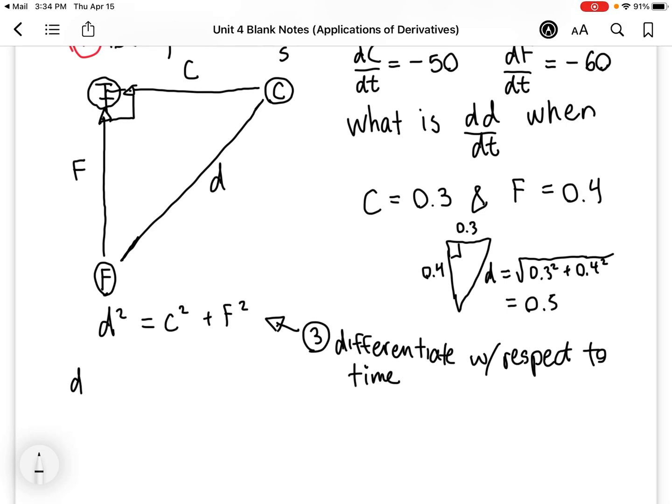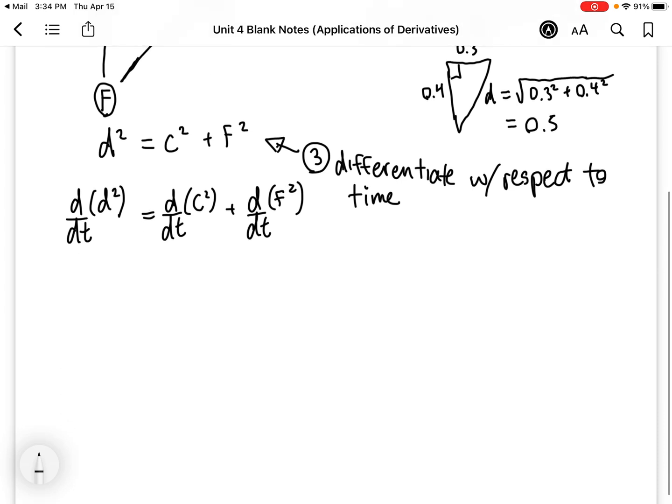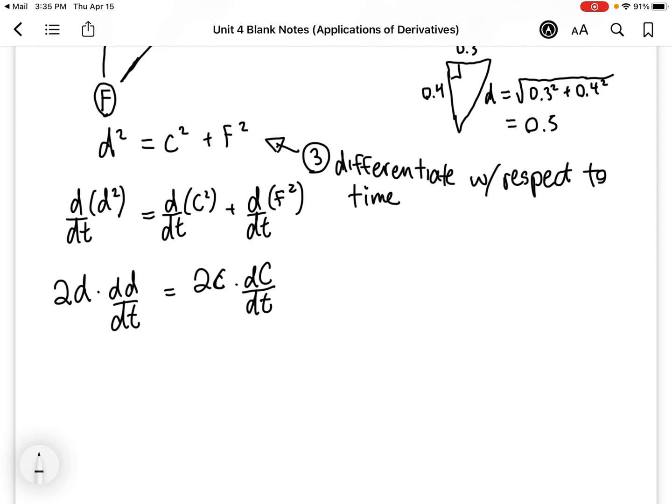So I'm going to go d by dt of D squared equals d by dt of C squared plus d by dt of F squared. And when I do that, we're doing implicit differentiation here, we're going to get 2D times dd by dt equals 2C times dc by dt, plus 2F times df by dt.